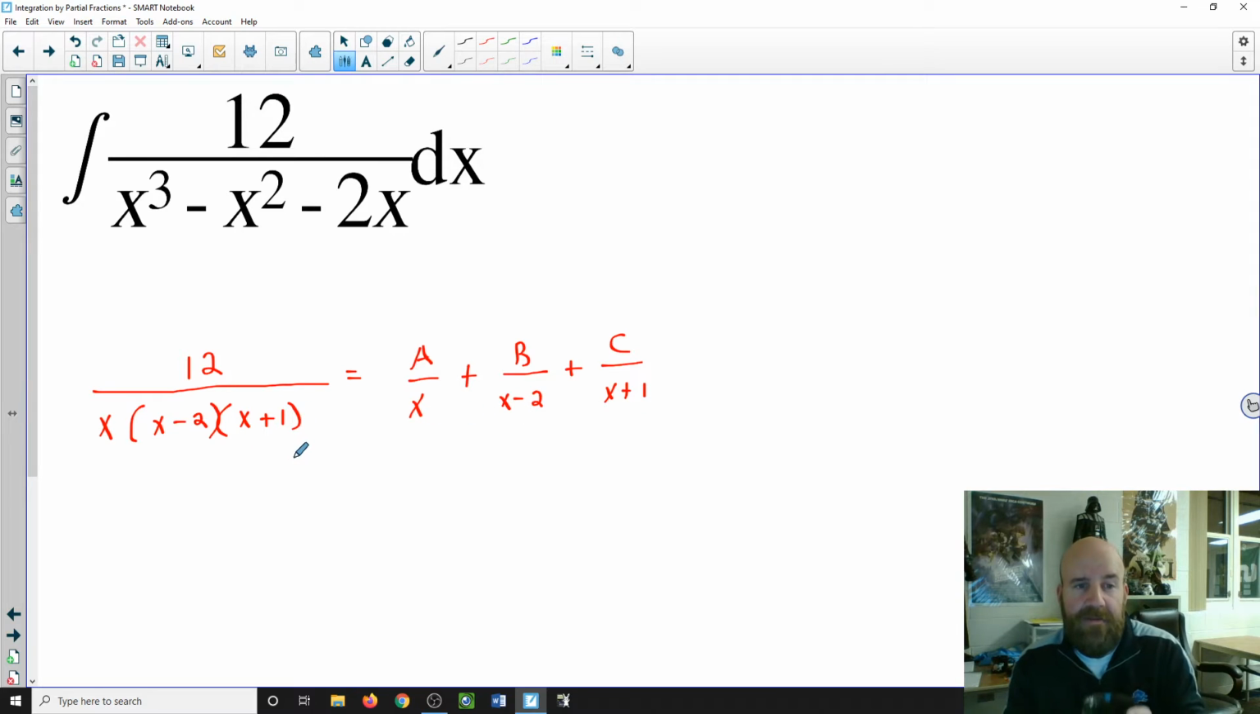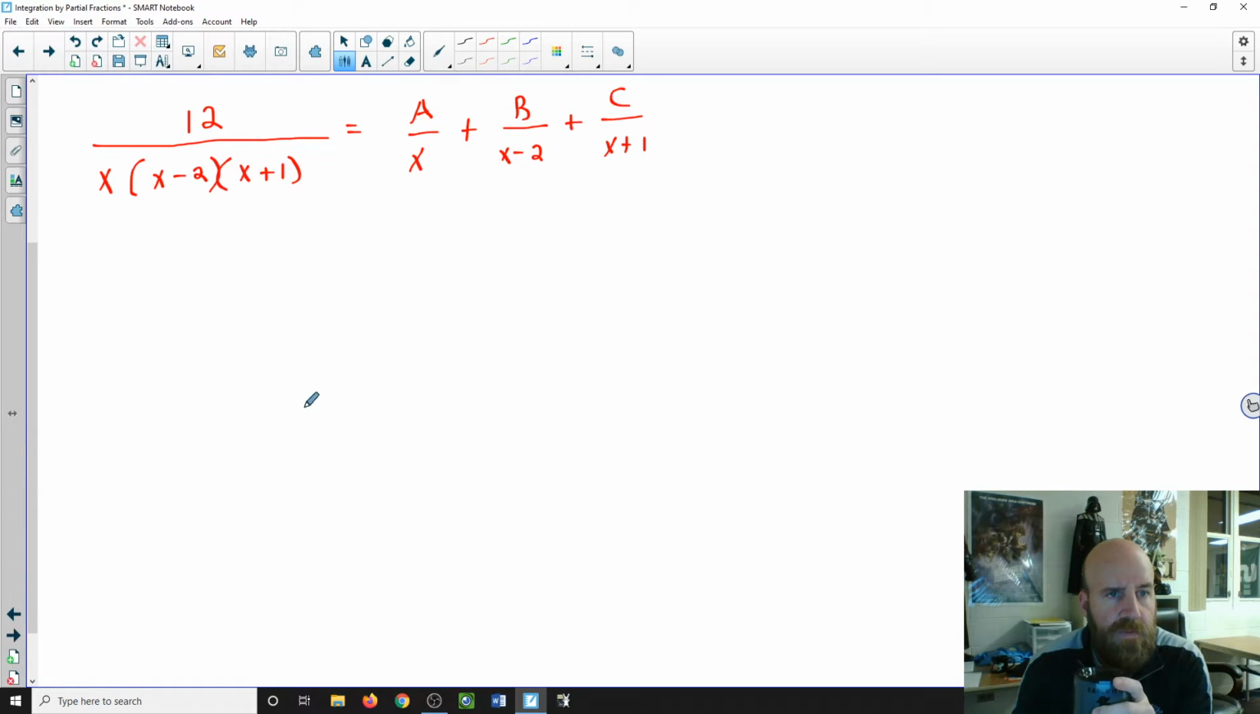Now again, we're going to multiply by the common denominator to everything, all the terms, both sides. So we're left with 12 equals, this fraction, x's would cancel. We're going to multiply by both of these, so I'm going to put that back together and then multiply by a. So we have a times x squared, we have negative ax, and we have a negative 2a.